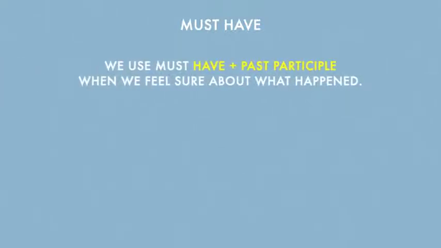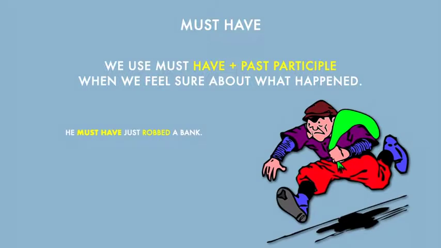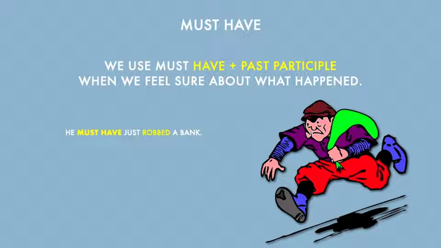Must have is one word that we can draw conclusions with. So we use must have plus past participle when we feel sure about what happened. He must have just robbed the bank, if we see a man with a bag over his shoulder.